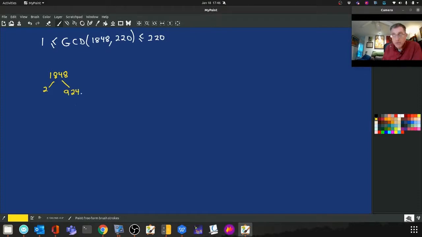Again, 924 ends in an even number, so I can divide it by 2. And when I divide it by 2, I get 462. Now when I divide 462 by 2, I get 231. Now it's not obvious what I should try to divide it by, but there's a little trick, and I'm going to remind you.